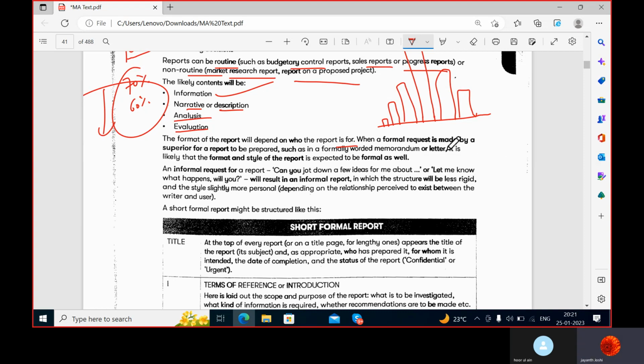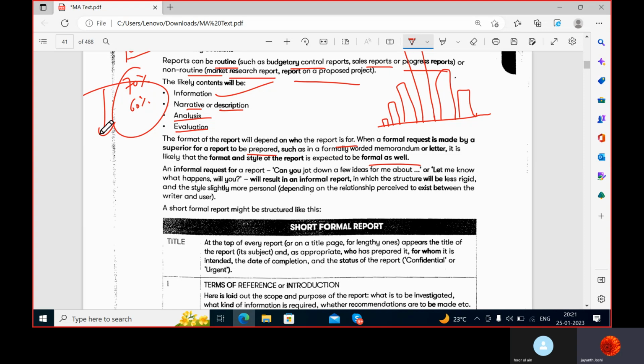So when a formal request is made by a superior for a report to be prepared, such as in a formally worded memorandum or letter, it is likely that the format and style of the report is expected to be formal as well. Of course, if it is in the office between two people, and a director is asking their team or management to get some report on something, it will be a formal one.